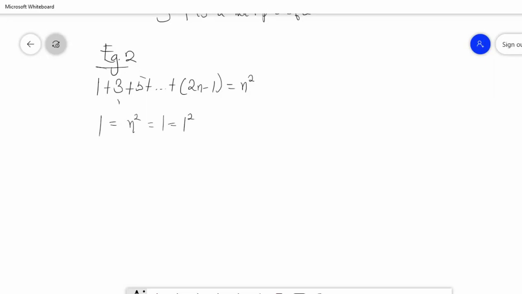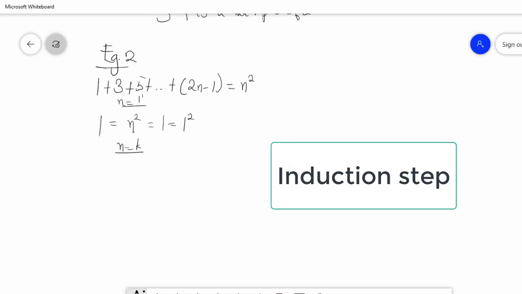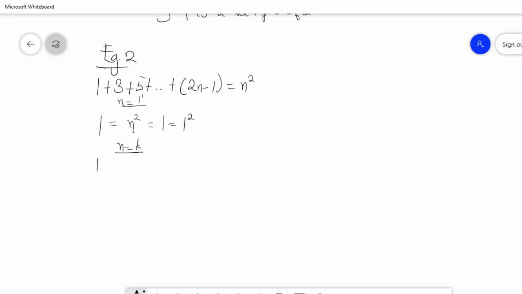Now the next iteration is that we must prove for when n is equal to k, and then assume that that equation is true. So we have, by substitution, 1 plus 3 plus 5 plus the sum of some odd values, and then plus 2k minus 1, giving us k squared. This is an assumption, and we are assuming that it is true for this purpose. After this assumption, we shall prove or derive an equation for n equals k plus 1.